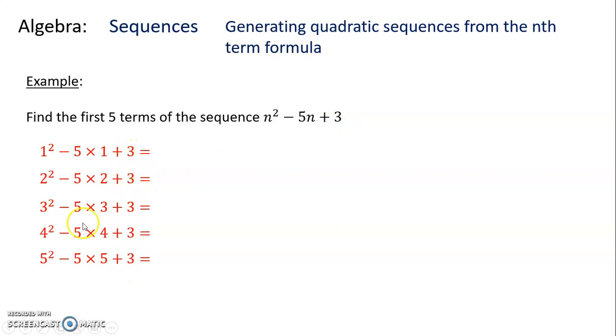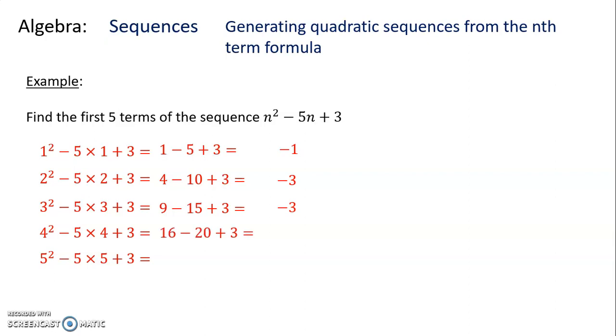That doesn't change. Now BIDMAS tells me indices and multiplication before I subtract and add. So I'm going to have 1 subtract 5 add 3, which gives me negative 1. Then 4 subtract 10 add 3, gives me negative 3, and so on. It's really important to put these steps in so that you don't make a mistake. And those are the first 5 terms of my sequence.